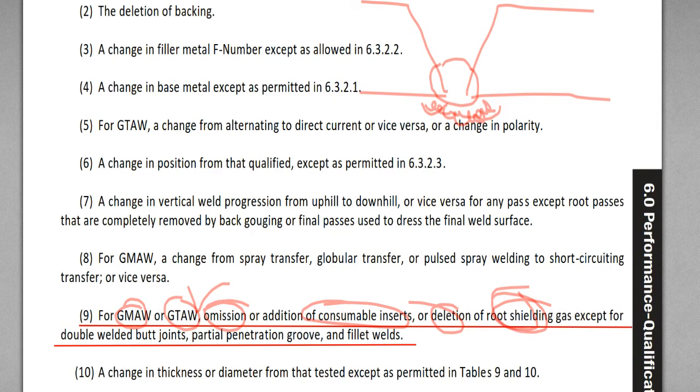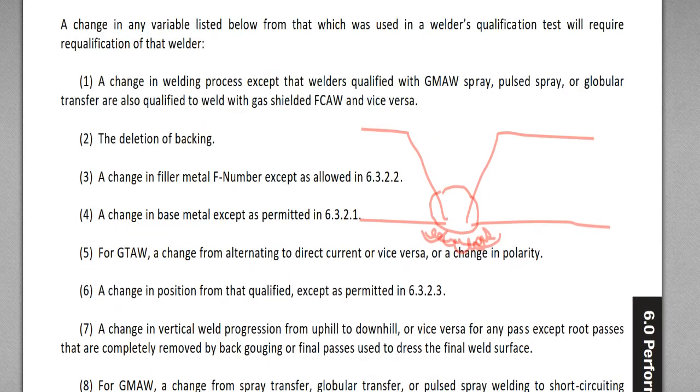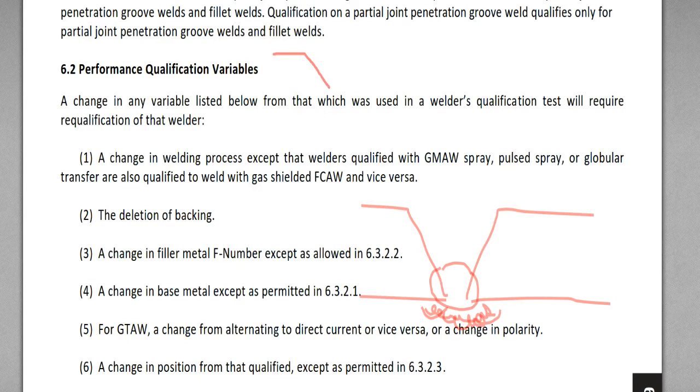And deletion of this root shielding gas requires requalification, except for double weld butt joint. Double weld butt joint is like this. Once you weld this root part, using back gouging, you remove this root pass. Then oxidation is gone completely. So you use the other side root pass and finer pass, so oxidation does not occur.